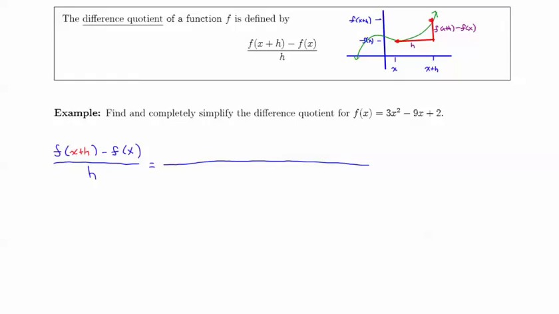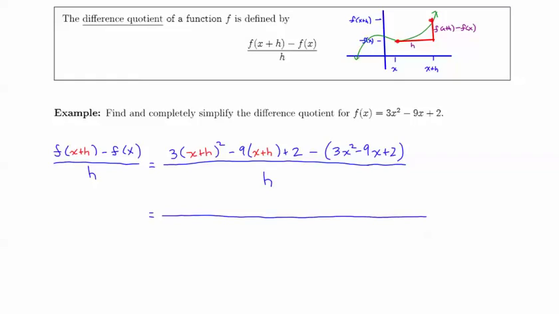What we'll do is take the definition for our function f and replace every instance of x with x plus h. So this will look like 3 times that quantity, x plus h squared, minus 9 times x plus h plus 2. Now that's just f of x plus h. So now we need to subtract f of x, which is given by 3x squared minus 9x plus 2. The whole thing is now divided by h. From here, all we've got left to do is simplify.